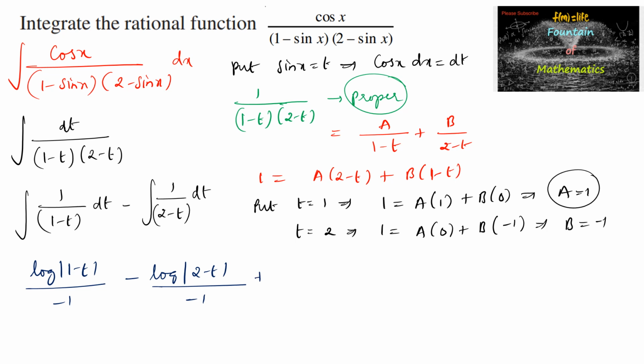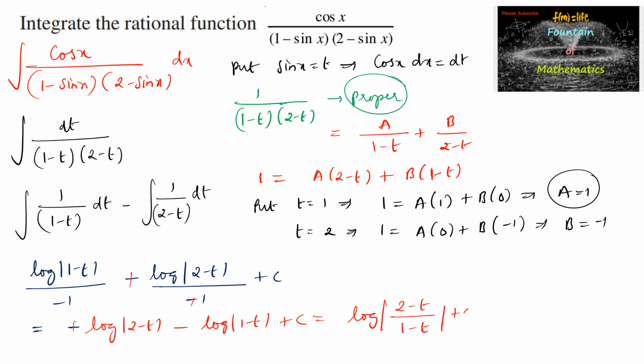So we can write minus 1 plus c, or we can take the minus, and here it will come plus. So minus of minus, so we can write here log mod of (2 minus t) minus log mod of (1 minus t) plus c. Log a minus log b, we can write log a by b. So (2 minus t) upon (1 minus t) plus c. Now we can substitute t is equal to sin x. So we can write log mod of (2 minus sin x) upon (1 minus sin x) plus c is the answer.